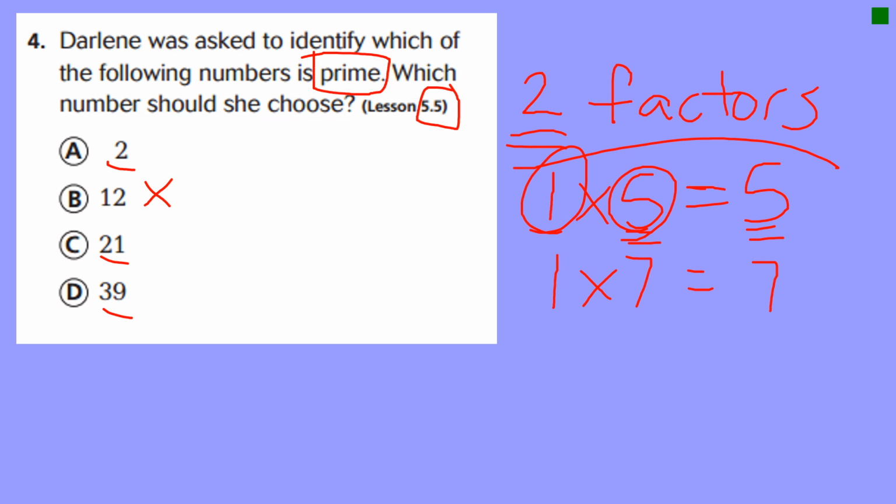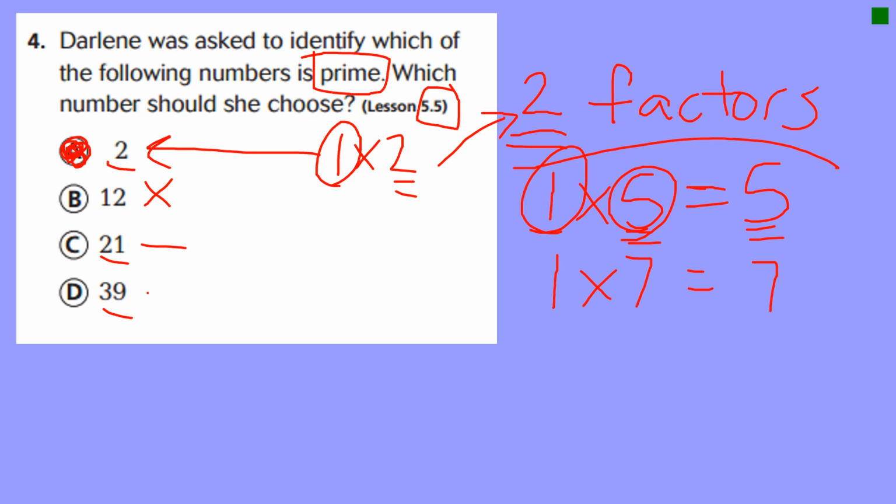Is anything yelling out at you yet? 2 is a very special number, isn't it? It's the only even prime number. The only way to get 2 by multiplying whole numbers is by 1 times 2, right? 2 factors, 1 and the number itself. Okay, so 2 is the only even prime number. So the answer is A.